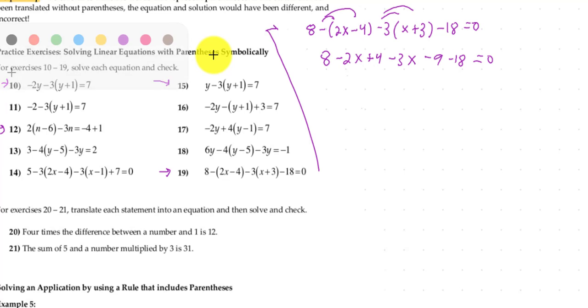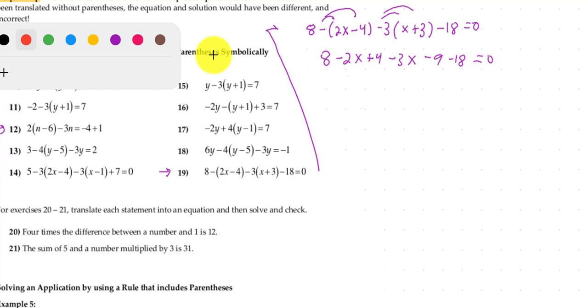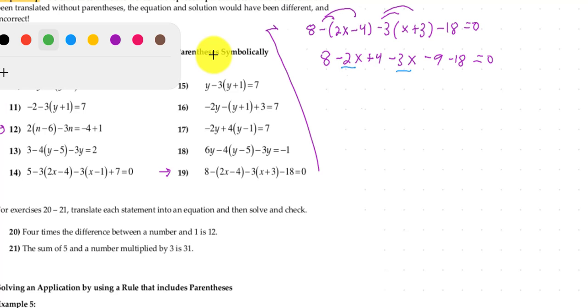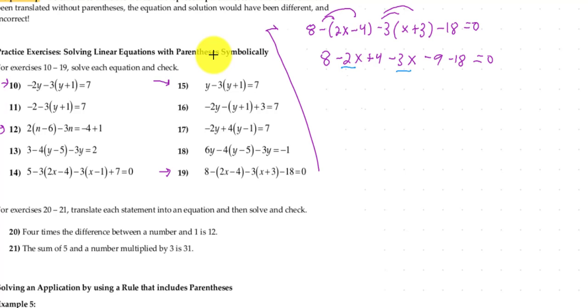So I'm going to change colors of my pen just to show you me combining like terms, right? So I have a negative 2x and a negative 3x. I'm going to put those together. And then I'm going to put together the numbers. So this 8 and the 4 and the negative 9 and the negative 18, I have to put those together, okay? So let's start with the numbers.